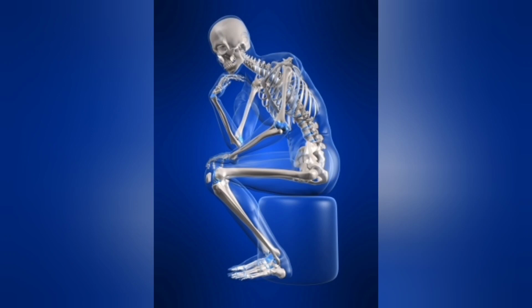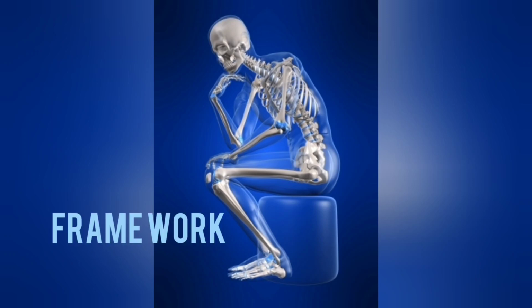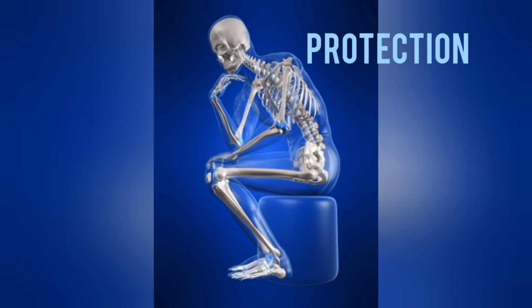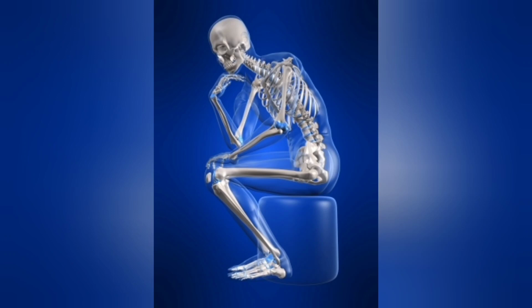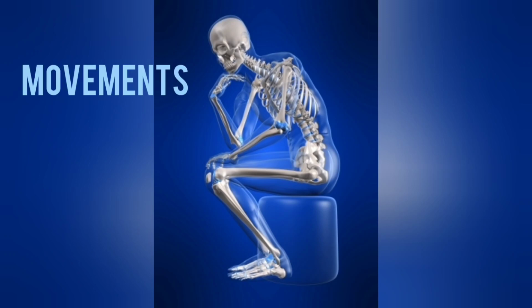Now, what are the functions? Framework. The bony endoskeleton forms the supportive framework of the body. Protection. It gives protection to vital organs like brain, heart, lungs, etc. Muscles. Bones provide surface for attachment to many muscles. Movements. Bones form various types of joints for movements.